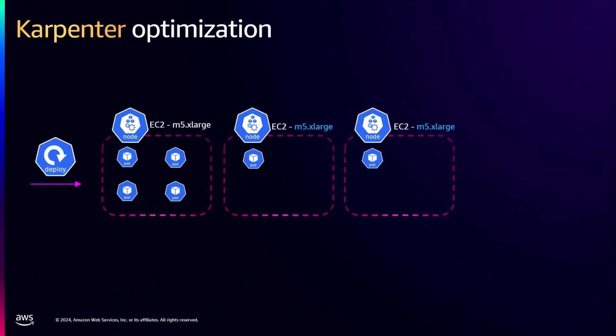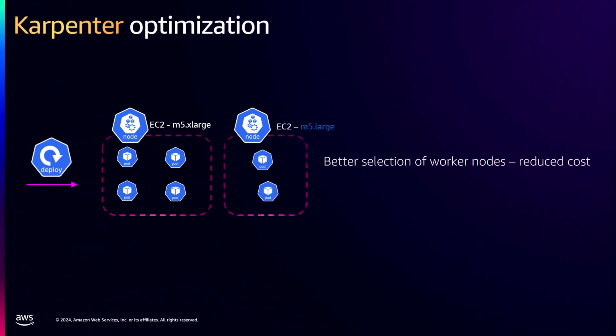Karpenter is smart enough, in this case, it will terminate both these M5.extra large and spin up a M5.large, so half the instance size, and save you a lot of money. And all this happens out of the box.